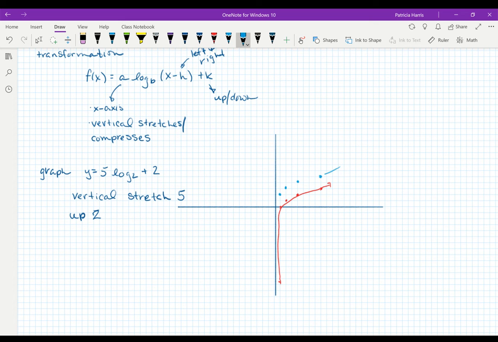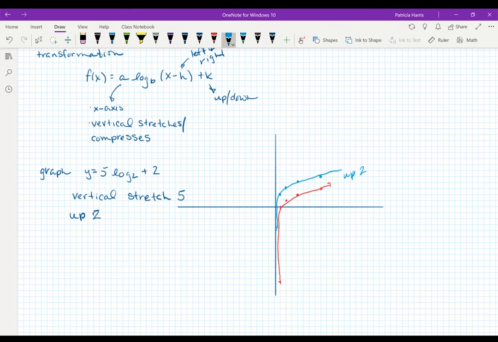Okay, remember these are sketches, so they don't have to be perfect. Okay, that's really bad. All right, there we go. That's better. Okay, so this is up 2.